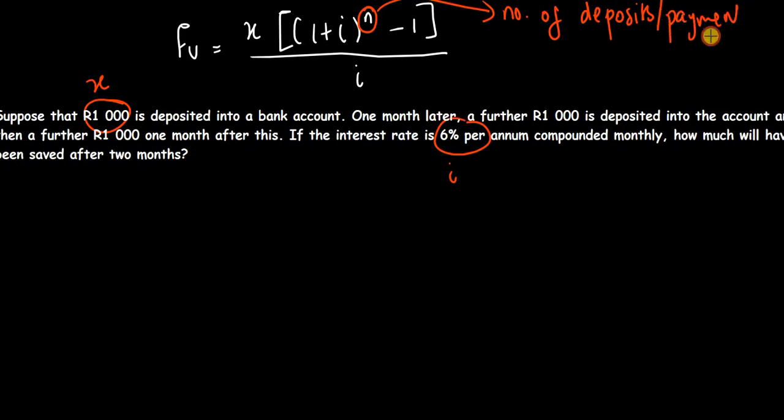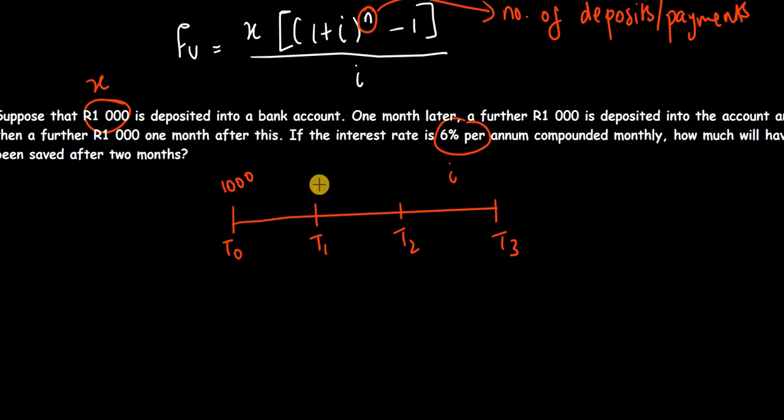Now, how many deposits were made there, guys? If you remember our timeline, look at T0, T1, T2, T3. They said this guy initially deposited 1,000, or this guy or girl, we don't know who it is. 1 month later, another 1,000. 1 month later, another 1,000. Then it was done. So how many deposits were made, guys, or how many payments were made? It's 3. It's 3 payments.